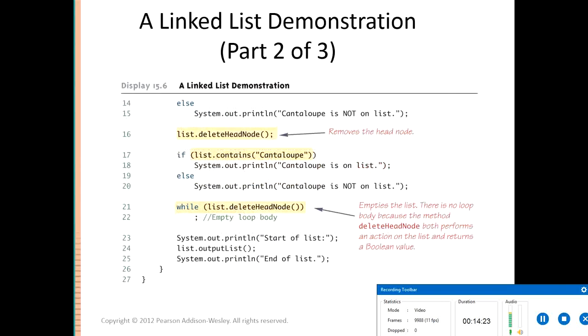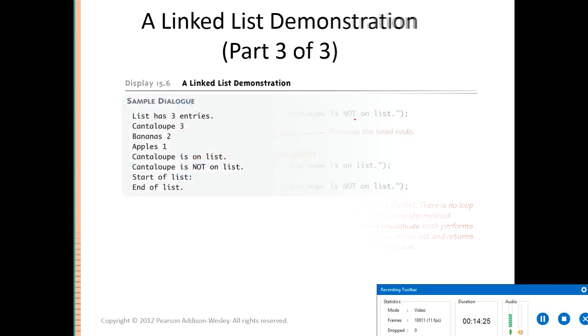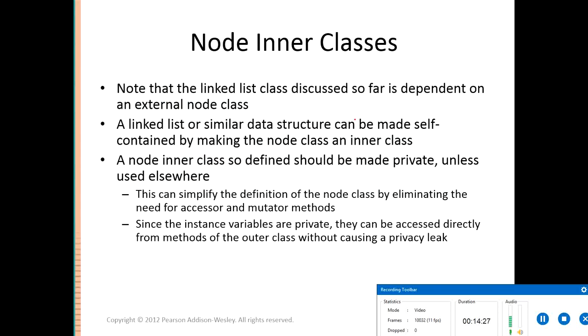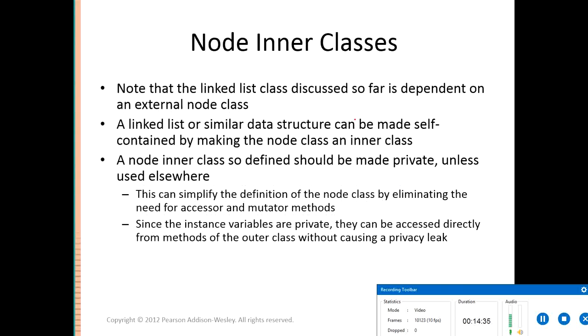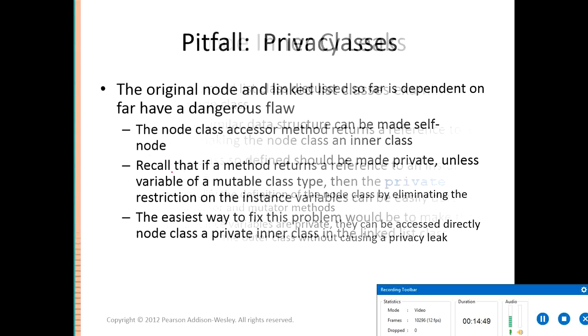Alright, I am going to create an example based on the example which is given in your book, but I am going to create it in my own way with few methods and in a much easier way. An important point to note over here is that the linked list class we created as an independent class, but normally it is preferred to make it an inner class, and the inner class should be made private unless needed elsewhere.